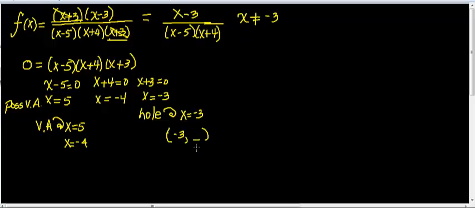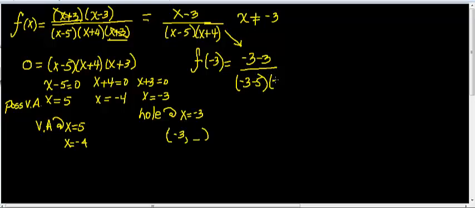Okay, so to find the y coordinate, I write this in simplified form by canceling out the common factors. Here's my simplified form. And now what I do is I evaluate this simplified form at the value of x that I know the hole is in. So I take -3 and I plug it in anywhere there's an x in this simplified form, okay? So what I'm doing is I'm evaluating f of -3 is equal to, and I'm going to use this simplified function. Anywhere there's an x, I plug in -3 minus 3, and in the denominator, -3 minus 5 times -3 plus 4.